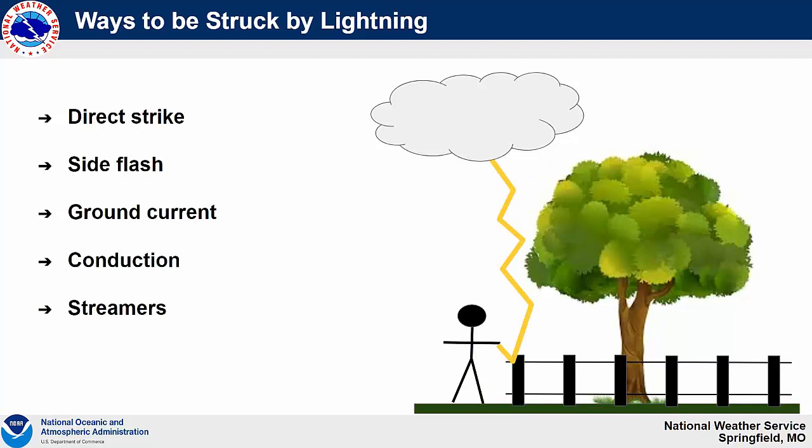The fourth way of being struck by lightning is by conduction. Lightning can travel long distances in wires or metal fences. Metal does not attract lightning, but it does provide a path for lightning to follow.